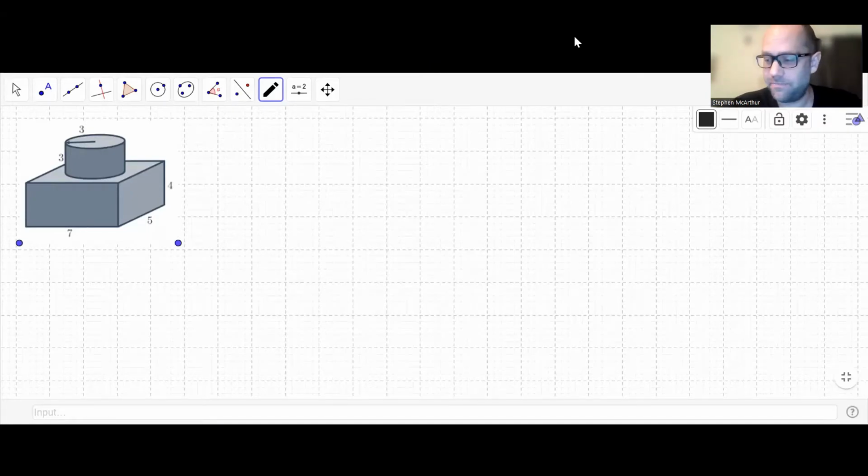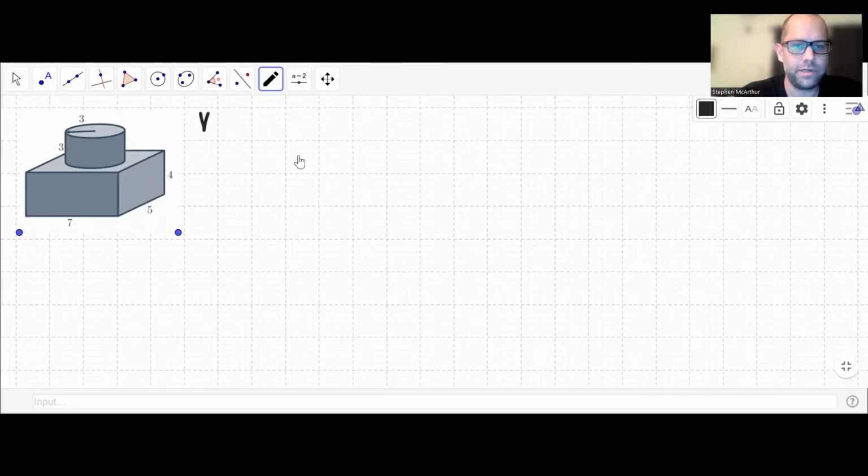I want to get this video up for you so that you can have some success with volume calculations for composite solids. So we're going to do this one. I've got a picture here. It's a rectangular prism on the bottom, and it's a cylinder on the top. And we're going to find the volume.